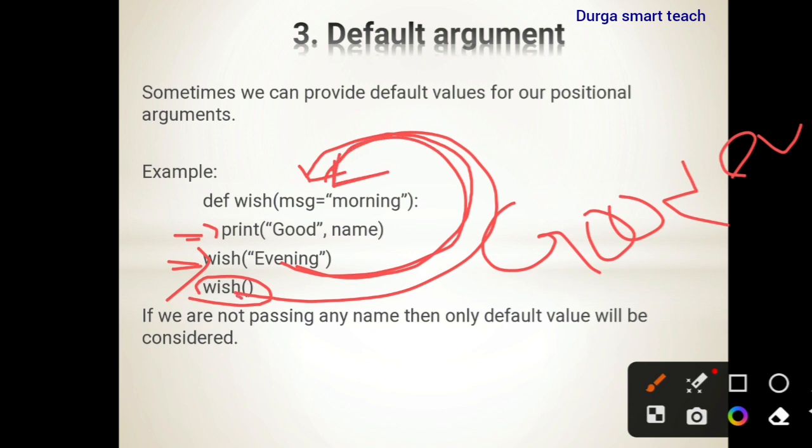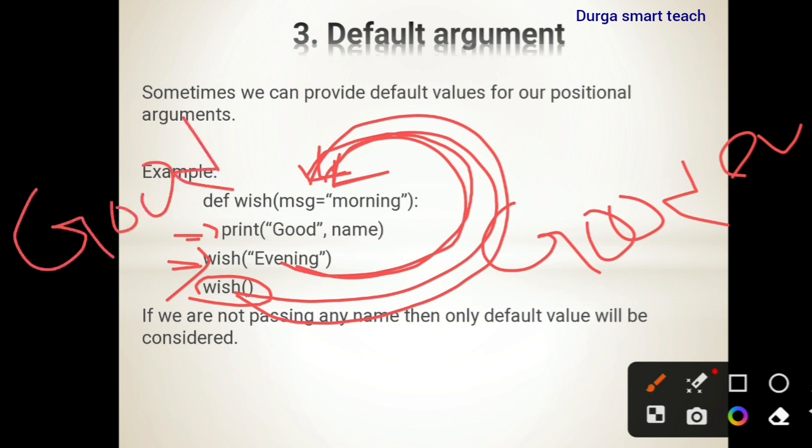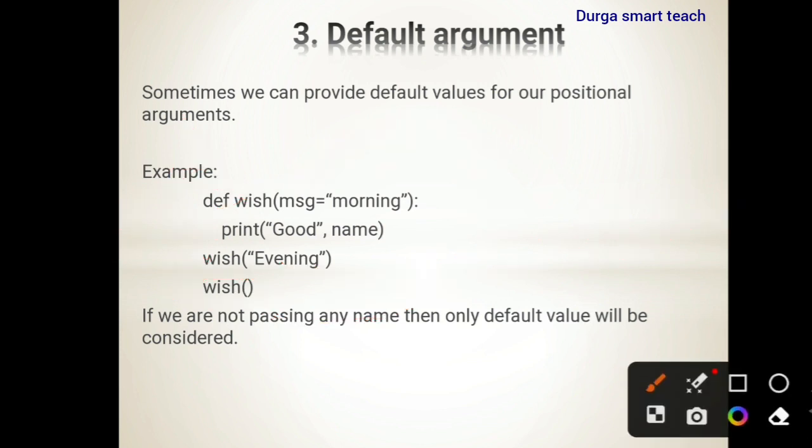If you are not passing any value, the default value will be stored in the variable. After that it will print good morning. If you pass the value, it will print good evening. If you didn't pass the value, it will print good morning. So if we are not passing any name, then only the default value will be considered.